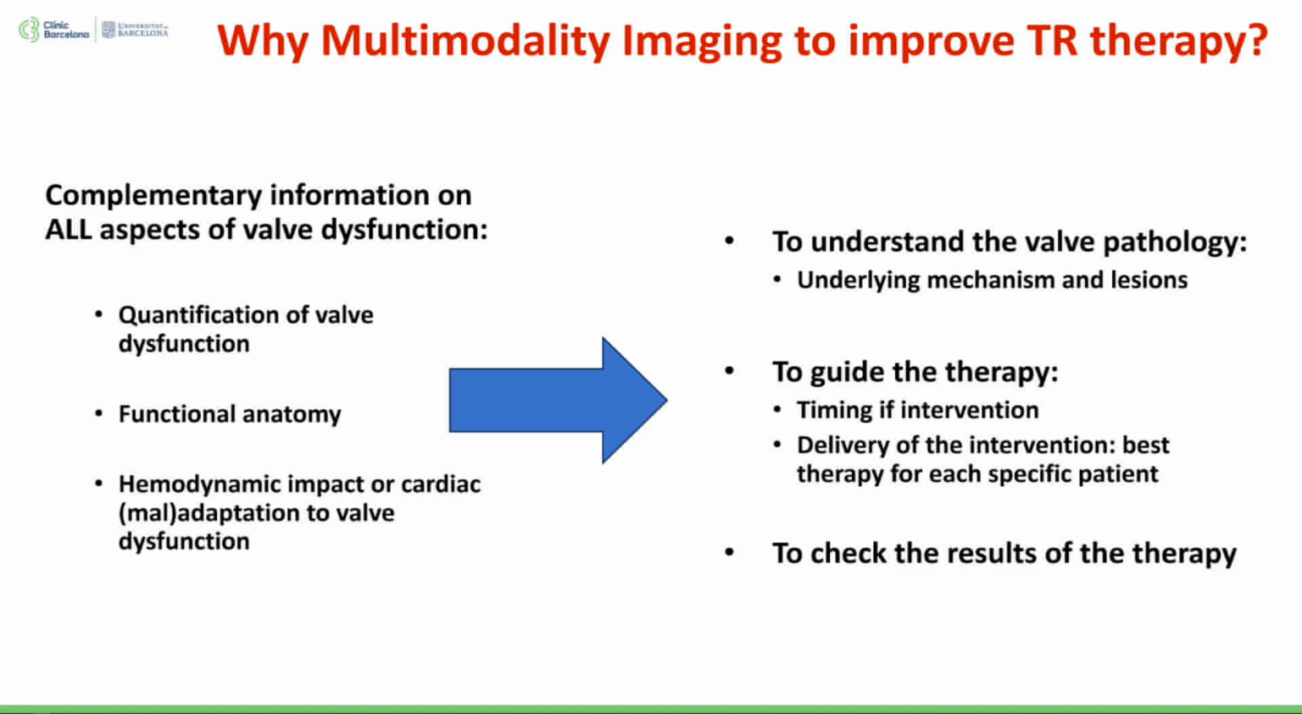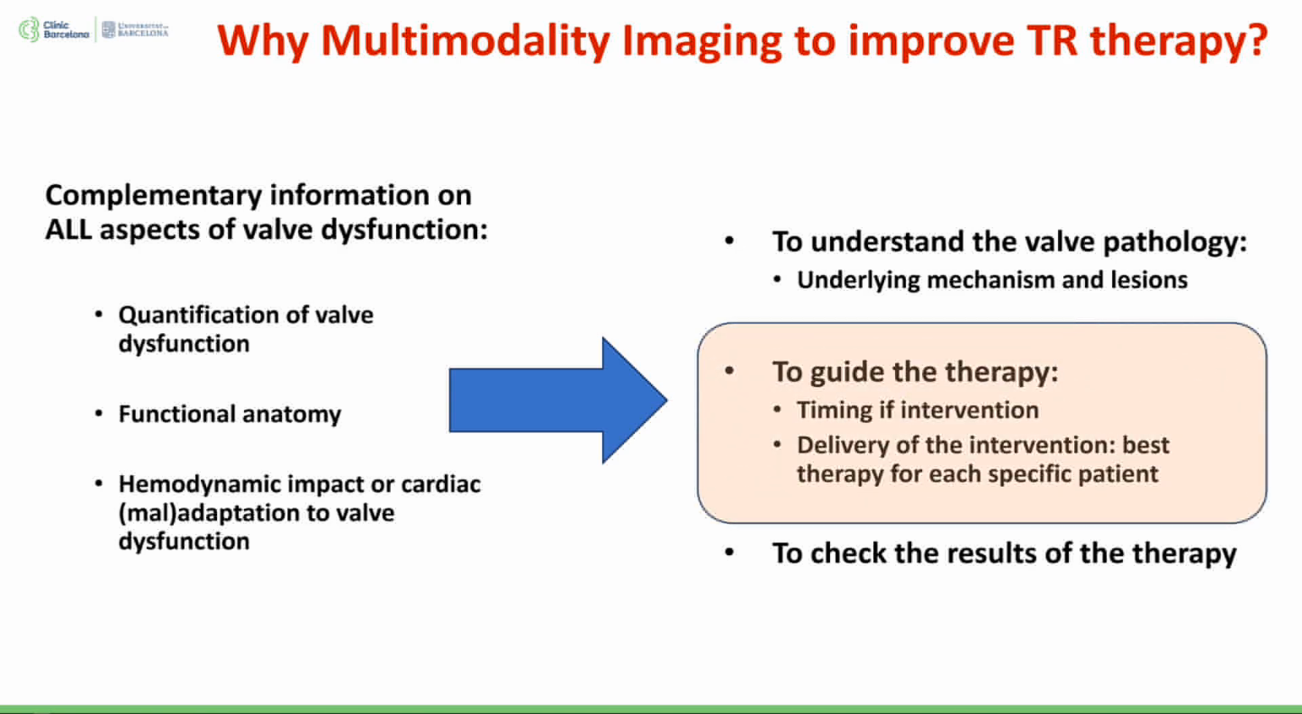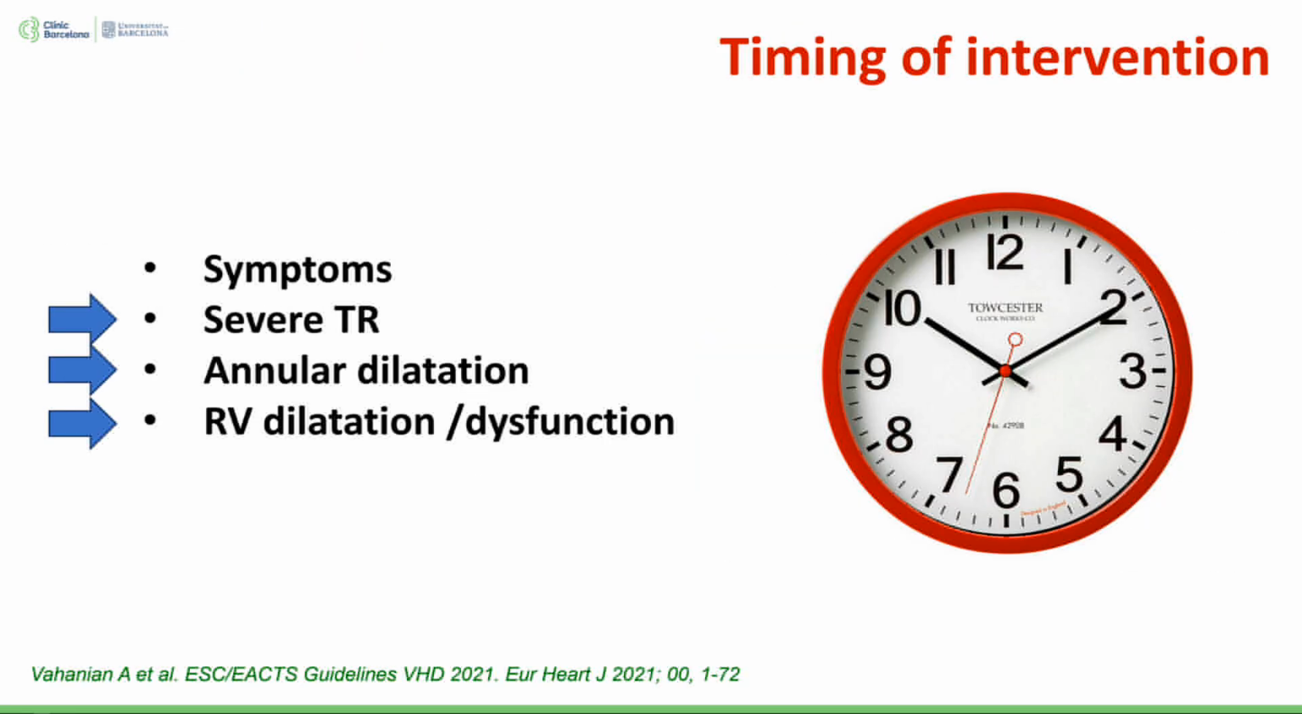This is crucial to understand what happens to the valve, the underlying mechanism, and the lesions that are crucial to treat it properly. It's essential to guide the therapy in terms of timing of intervention and delivery of the intervention, and finally, to check the results of the therapy. So we are going to focus on how imaging guides the therapy in the setting of tricuspid regurgitation.